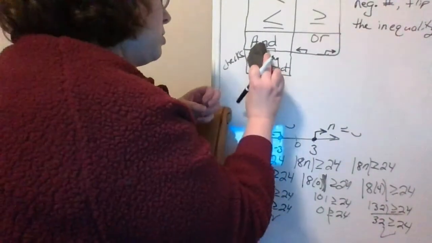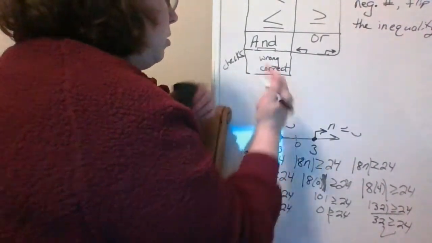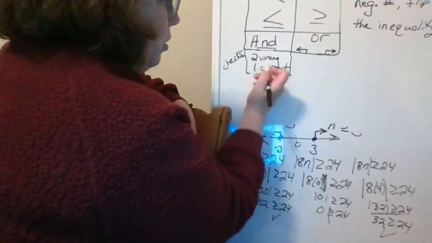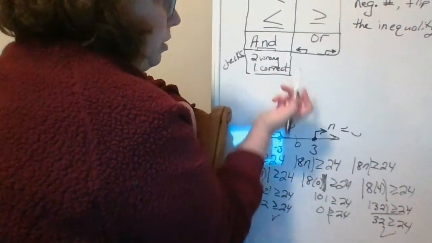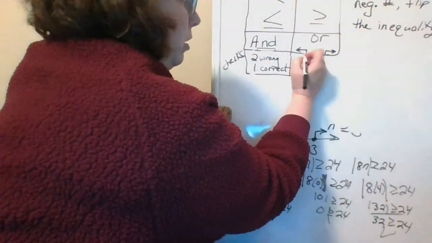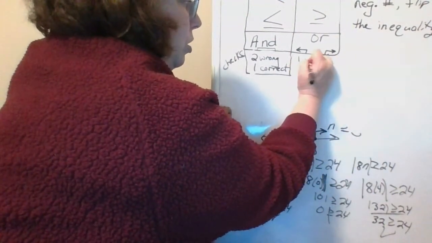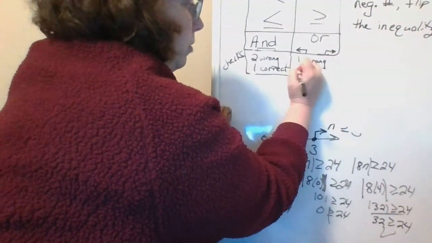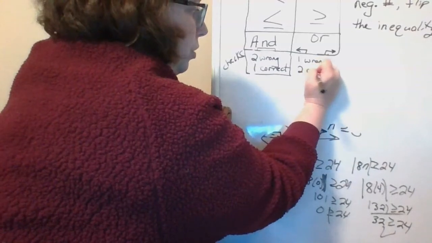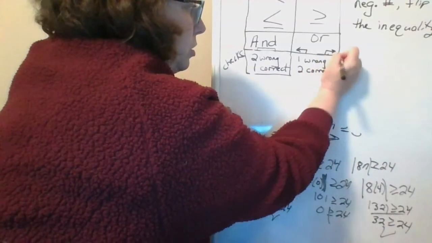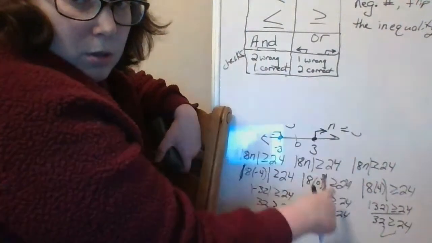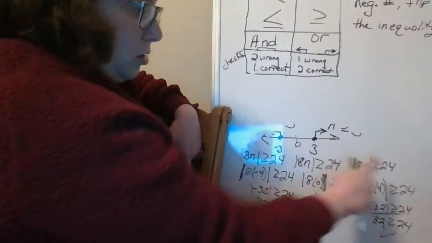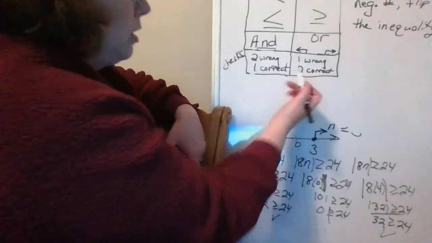I did that wrong still. You'd have 2 wrong and 1 correct. So the 1 correct would fall somewhere in here, and then you'd have a wrong on either side. For the ors, you're going to do 1 wrong and 2 correct. That's the one that we just did. So we had 1 that was wrong. This one in the middle was wrong, and the 2 on the outside were correct.